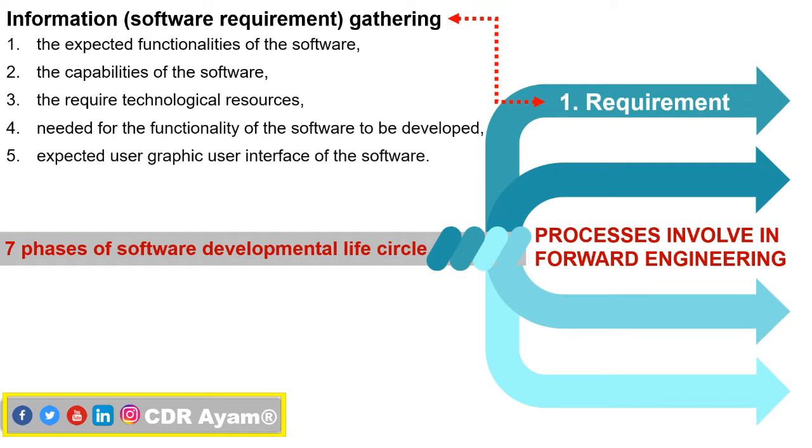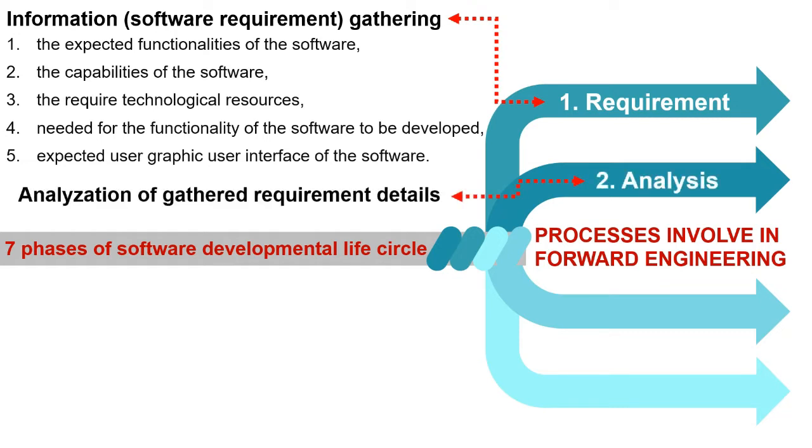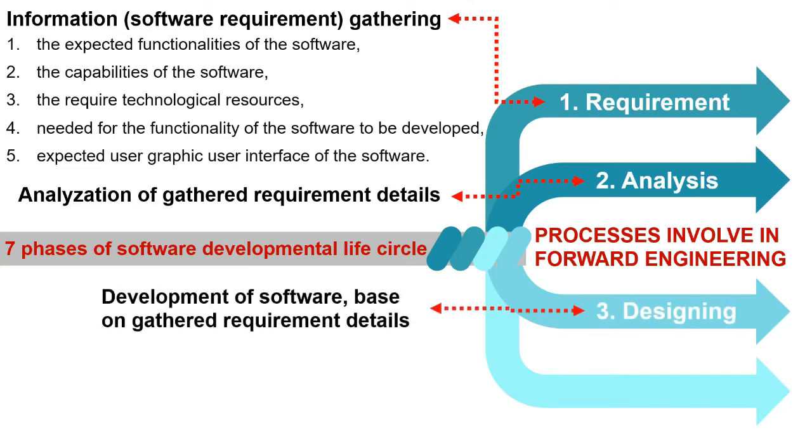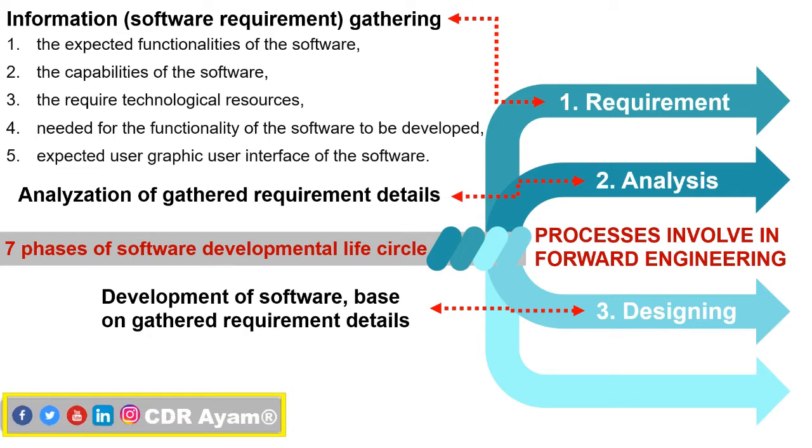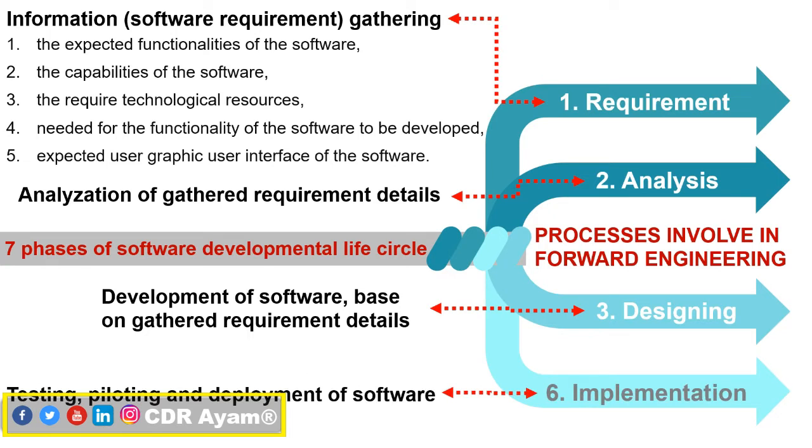After the gathering of all necessary requirement details, the software developer is then expected to analyze the gathered requirement details in order to design a complete and comprehensive software, which is expected of him. Design in this context is the full development and completion of the software. Upon the full development, the software is then moved into the implementation phase, which includes the software testing, the piloting of the software, and the full deployment of the software to its maximum usage.